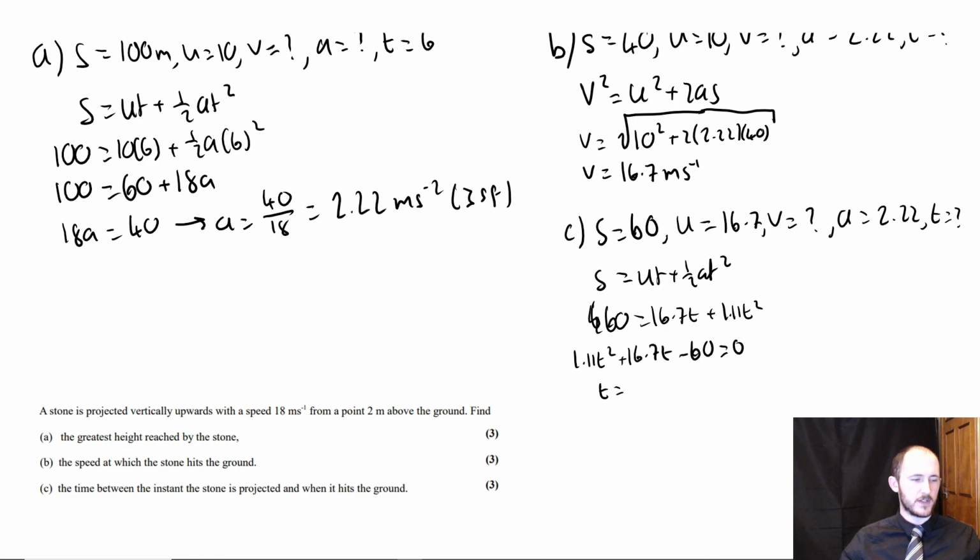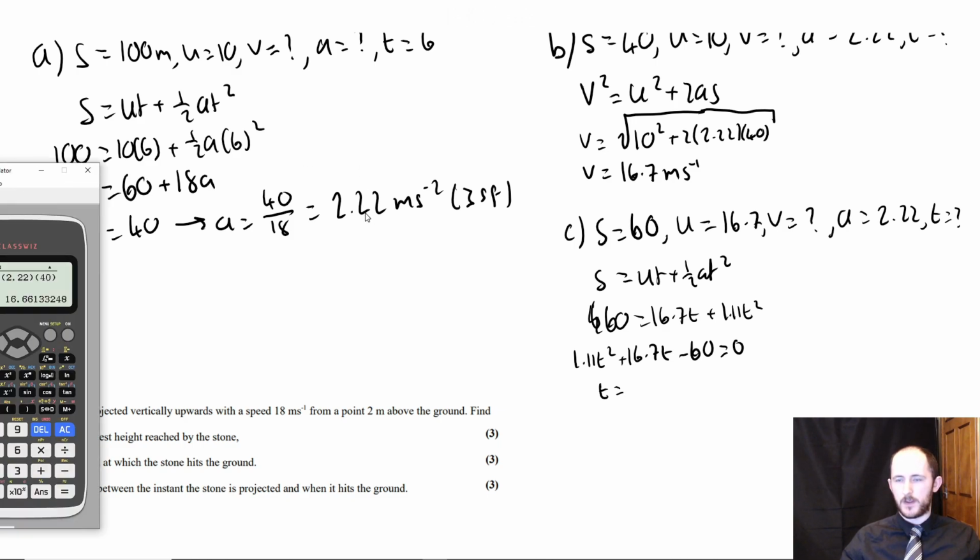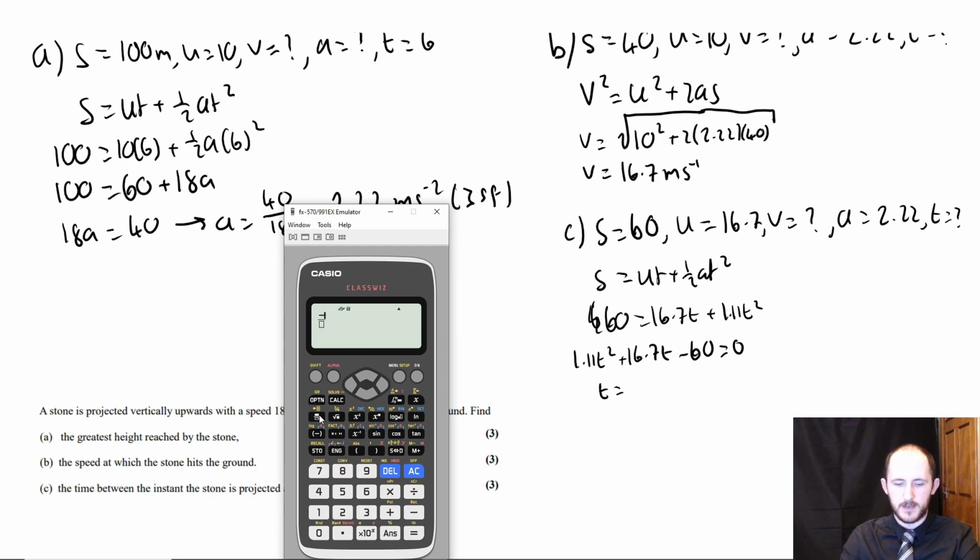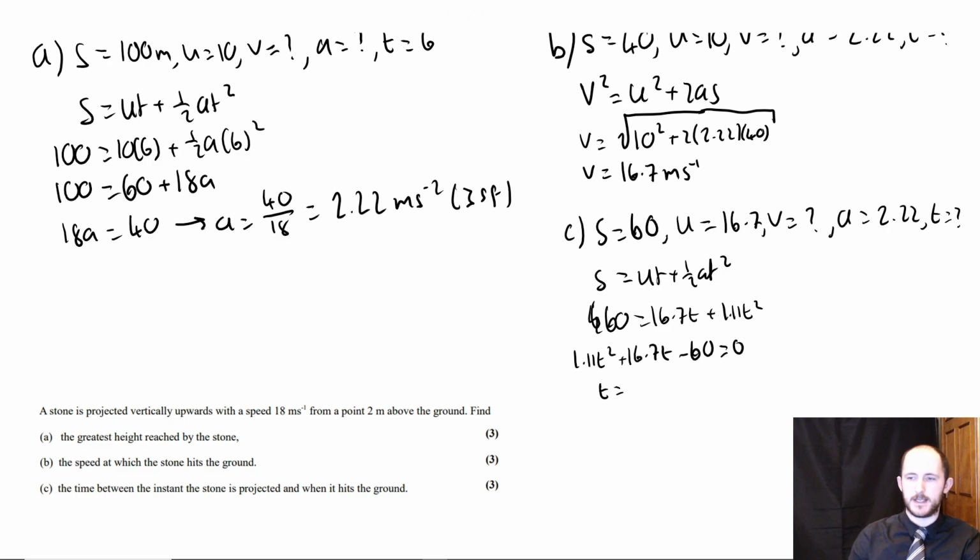We're going to use the good old-fashioned quadratic formula, which is minus B plus or minus blah blah blah. So minus B, which is minus 16.7, plus or minus. I'm going to start with the plus because I feel like it. 16.7 squared, B squared, minus 4A, which is 1.11, C, which is minus 60, over 2 times 1.11. Whoops, that was the wrong bracket. 2.996. Okay, I'll make it 3.00.